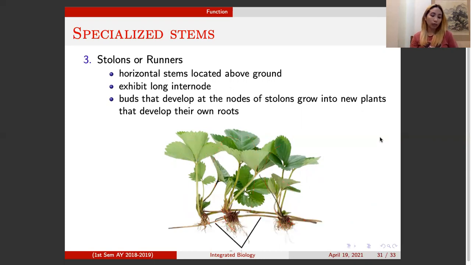Another example na mapapansin nyo na mayroong stolons would be grasses, right? Kaya minsan pag nagbubunot kayo ng damo, right? Once binunot mo yung isang clump ng grass, parang mayroon siyang connection to the next clump of grass. And then pag binunot mo yung may connection, those are actually stolons, all right, or runners as we call them.